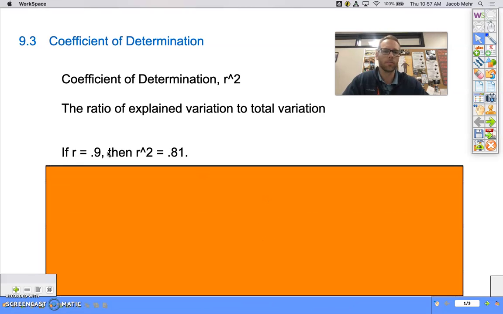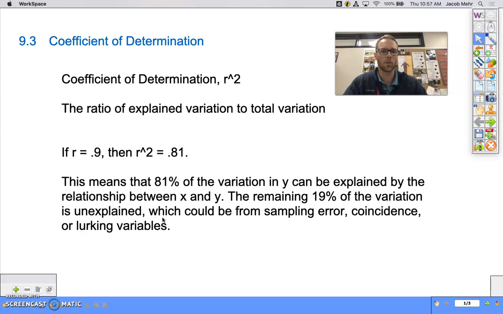So for example, if the correlation coefficient r is 0.9, then r squared would be 0.81, right? If I take 0.9 and square it, I get 0.81. How do we interpret that? That's what's really nice about this, it gives us a really nice interpretation. If r squared, the coefficient of determination, is 0.81, we can say that 81% of the variation in the y values can be explained by the relationship between x and y. So it gives us a pretty good statement there.